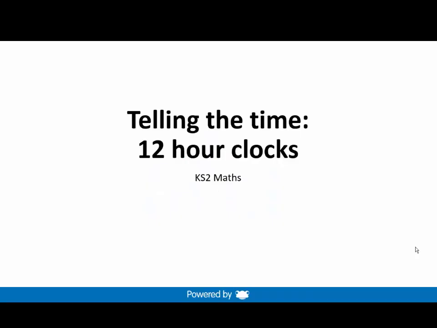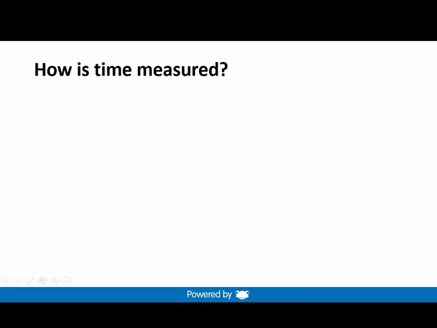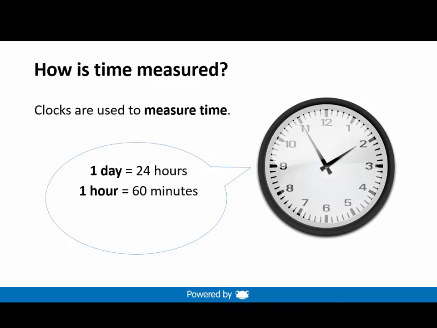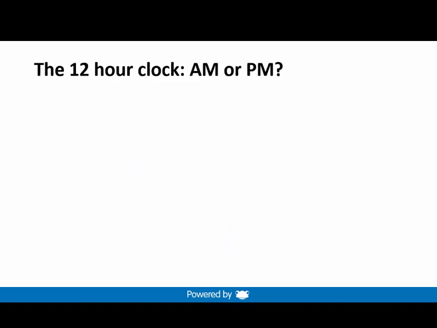This video is all about telling the time with 12-hour clocks, and it will help you with the quiz of the same name. So how is time measured first of all? Clocks are used to measure time. 1 day is 24 hours, 1 hour is 60 minutes, and 1 minute is 60 seconds.